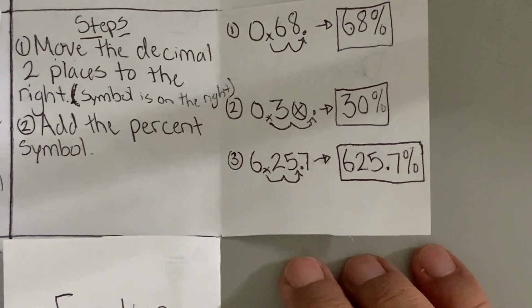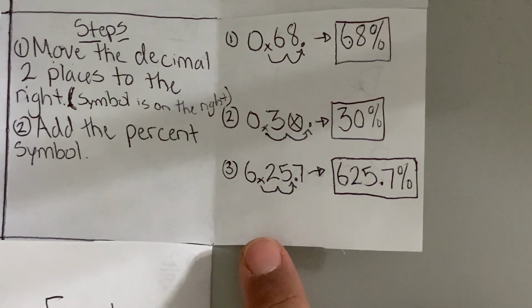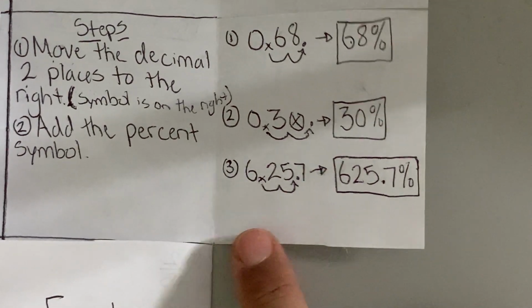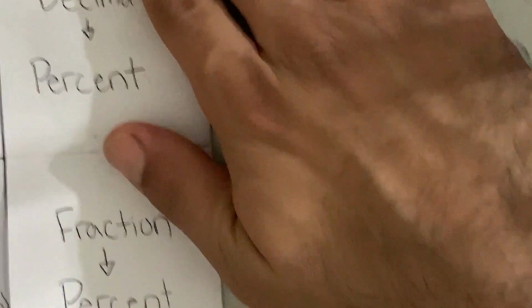All right. Make sure you have all your notes. Make sure you have those. If you want to make your own example and practice it, you have room, you can put it there. All right, next one, the last one. A fraction to a percent.